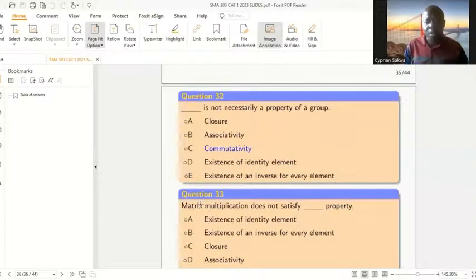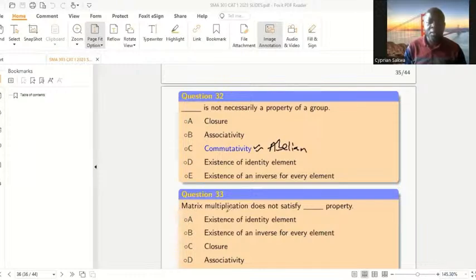And that's 2. That just says commutativity is not necessarily a property of a group. So the rest are properties of a group, but commutativity is not necessarily a property of a group. It is only brought in when we're talking about an abelian group. When we talk about an abelian group, that is when we bring in the commutativity property. So it's not a necessary property of a group unless it's an abelian group. But the rest are necessary properties.